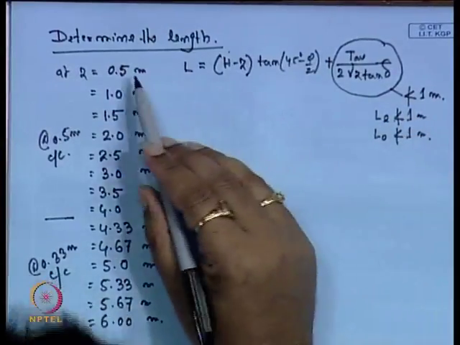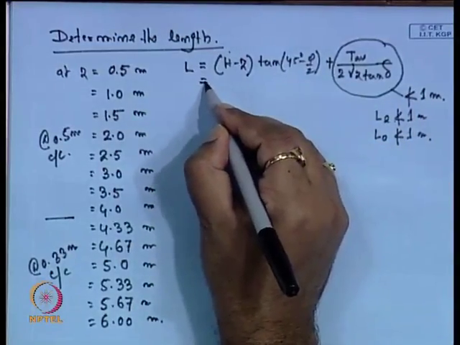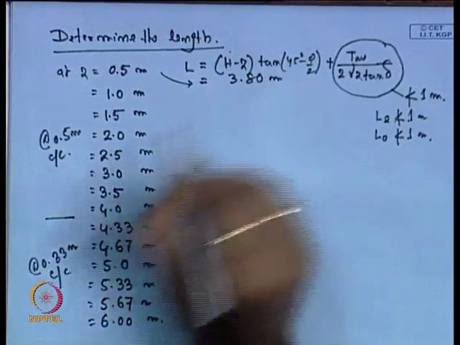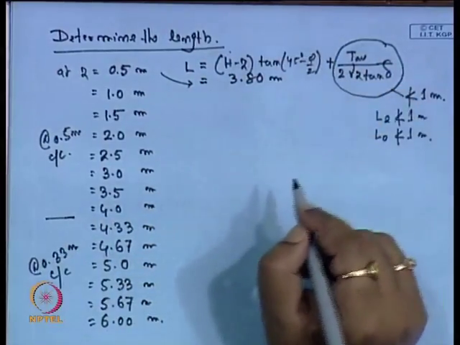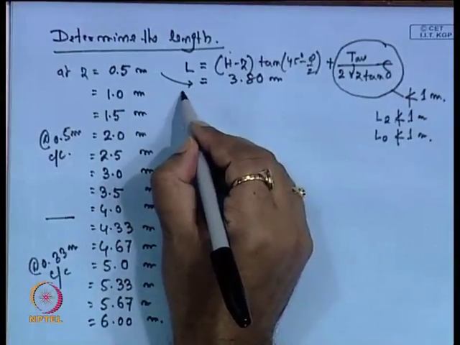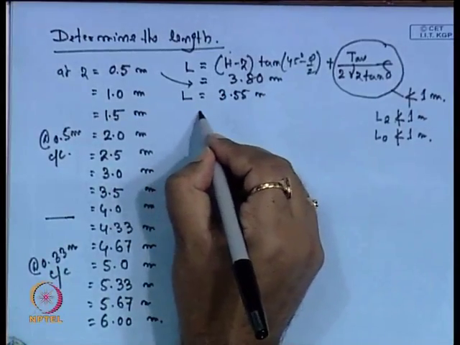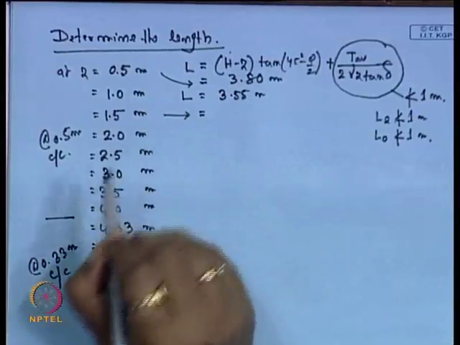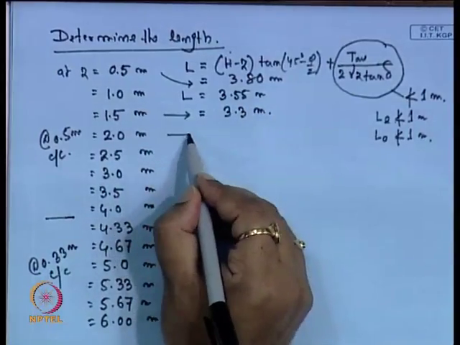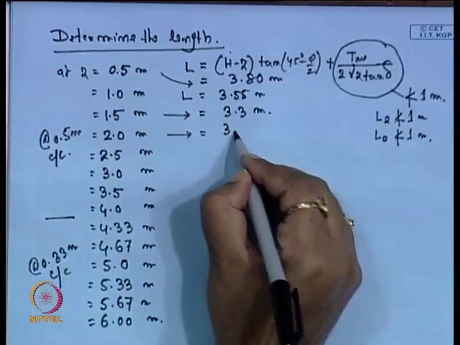So, now here if we put z equal to 0.5, then the ultimately required length at 0.5 meter depth is 3.80 meter. So, by putting this value in this expression, at 0.5 meter depth, required L is 3.8 meter. Similarly, at 1 meter required L is 3.55 meter. At 1.5 meter required length is 3.3 meter. By calculation at 2 meter, if I put z equal to 2, then the required total length we are talking about is 3 meter.